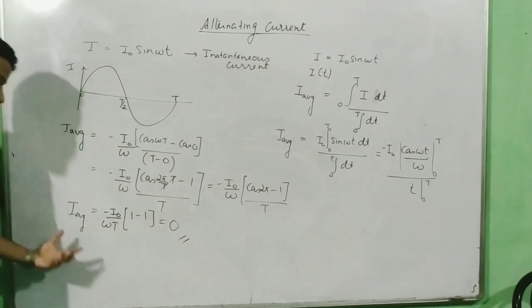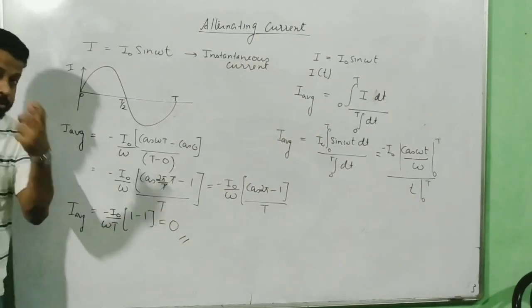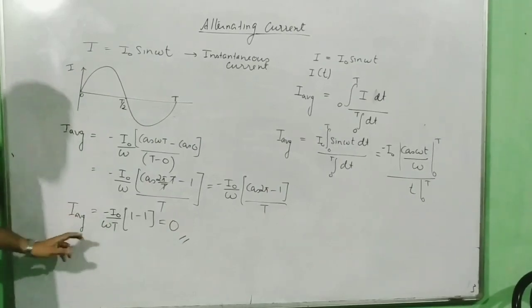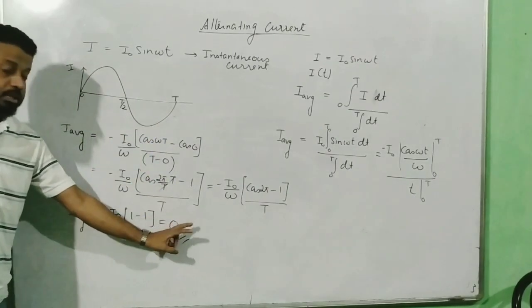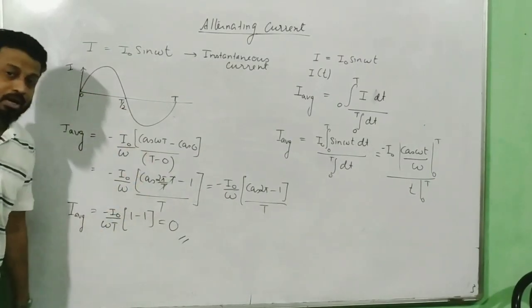I have proved to you that the average current over a full cycle is 0. Please make a note: average current over one full cycle, the average value of current, is 0. Now let's try to understand why it is 0 here. This is very important, that we understand why it is 0.